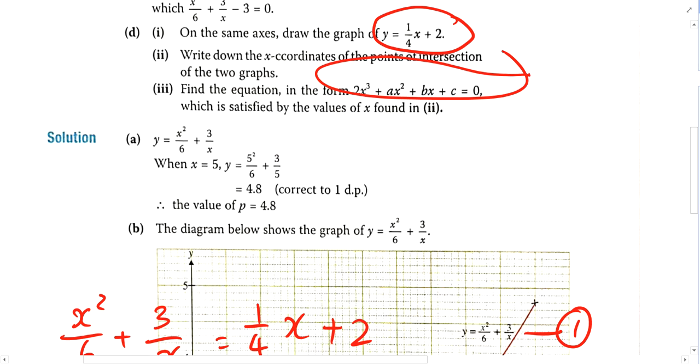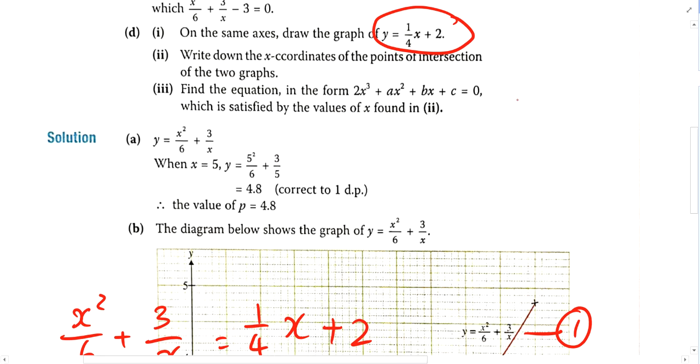Who doesn't understand part 3? It's okay if you don't understand. Raise your hand. First time I see, I also don't understand. Okay, part 3, they want you to write out an equation. The equation looks like this: 2x cubed plus ax squared plus bx plus c equals 0. What kind of equation is this? Linear, cubic, quadratic? Cubic, obviously cubic, there's a cube.